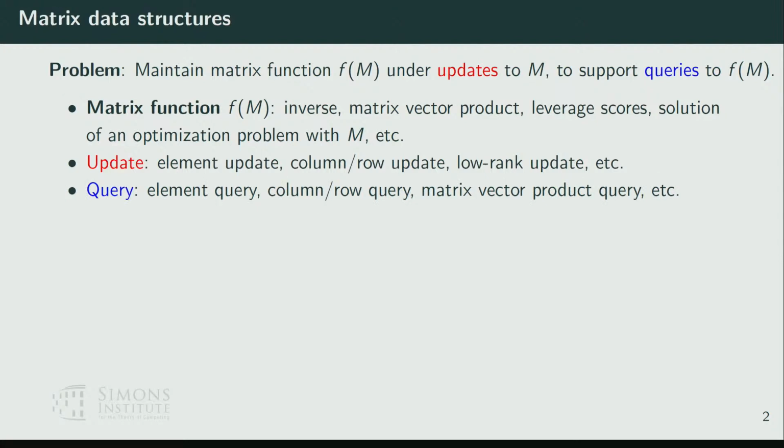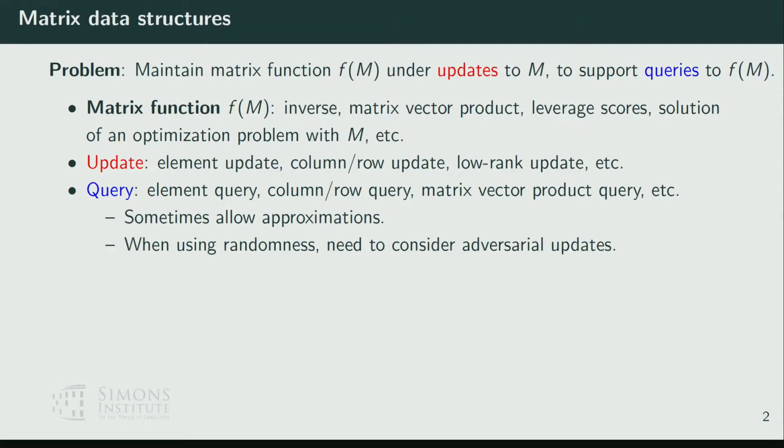We can query an element of this matrix function F(M), or we could query a column or row of the matrix, or maybe we give you a query vector every time we make the query, and I want you to output the matrix vector product. Okay. And sometimes in the query, we will allow approximations because it very much depends on what is the optimization problem that we need. So different algorithms will give a different sort of interface when we're designing data structures. And because it allows approximations, we can use all the randomized sketching techniques that Michael talked about. And also because whenever we use randomness, we need to consider the adversarial update model.